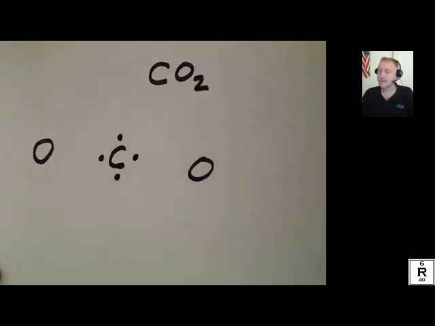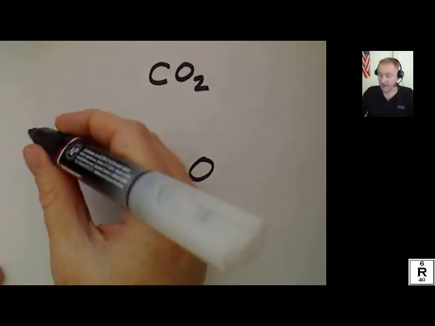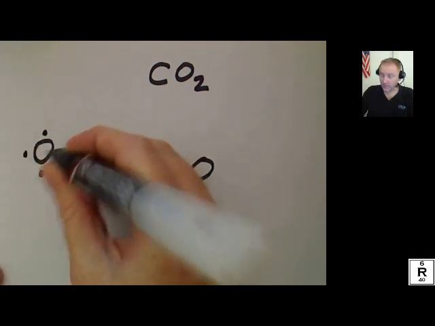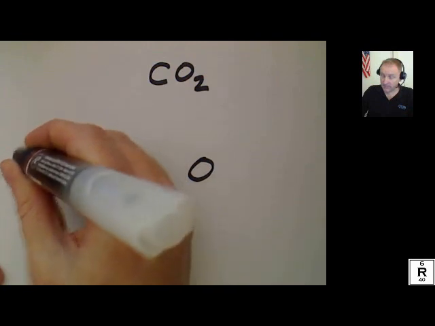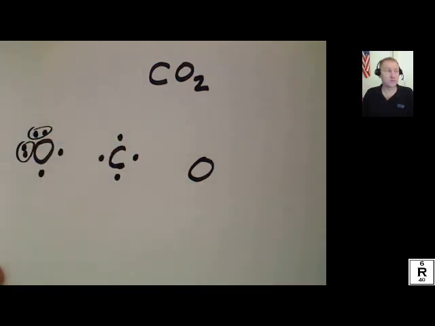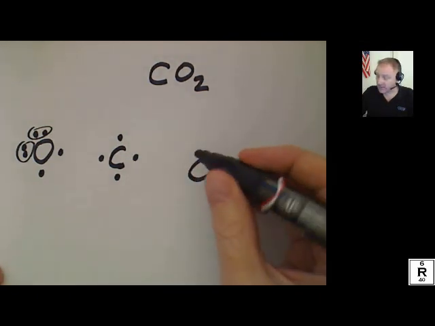Oxygen, on the other hand, has 6. So let's take a look at what this looks like. We go 1, 2, 3, 4, 5, 6. Notice these guys are paired. Paired is good. We want everything to be paired. Let's do it again for this oxygen.